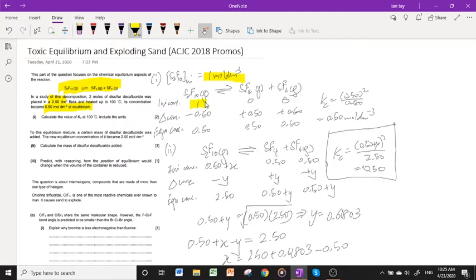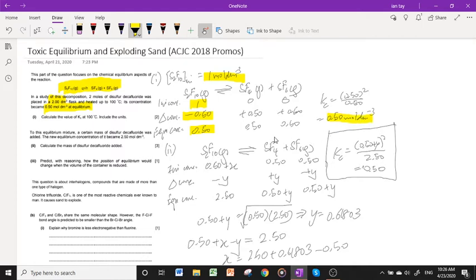And then we can construct an ICE table in terms of concentration. So we know that eventually it's concentrated at 0.50. So there must be a decrease of 0.50 mole per dm³. Consequently, the concentration of the products must also be 0.50 mole per dm³. Substituting the values into the Kc expression, we get a Kc value of 0.50 mole per dm³.